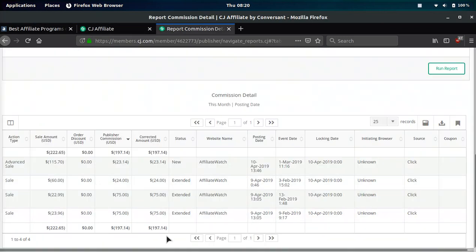And if you want to avoid $197 in refunds, then make sure to promote the best out of the best companies, okay? That's my advice.